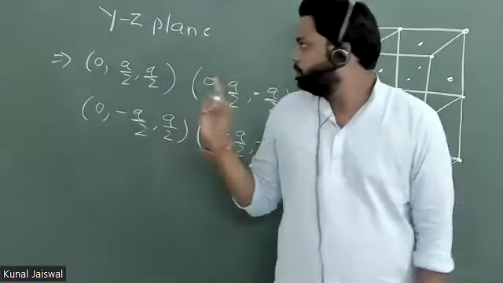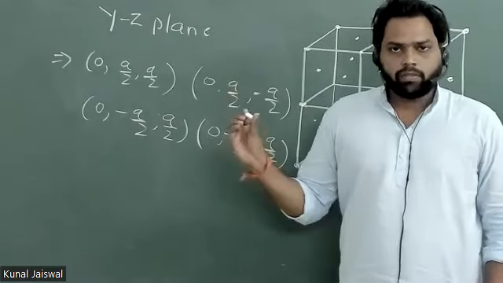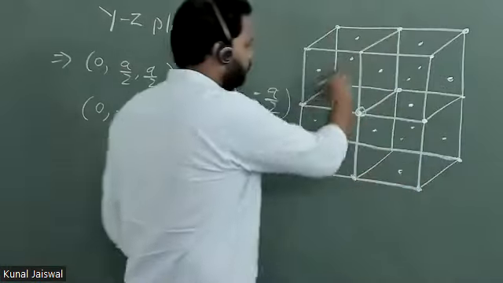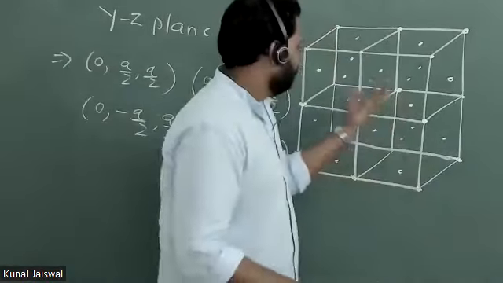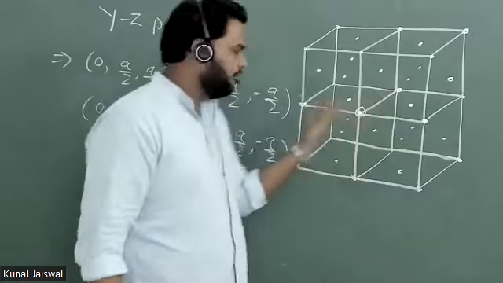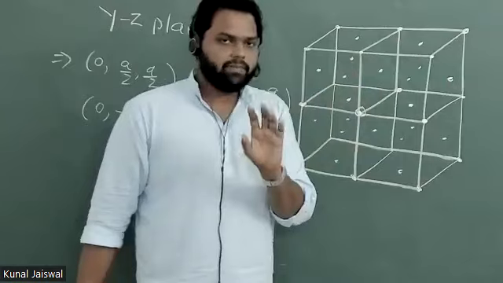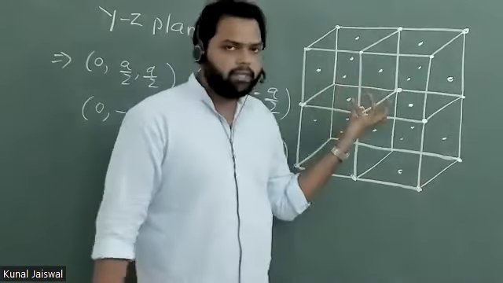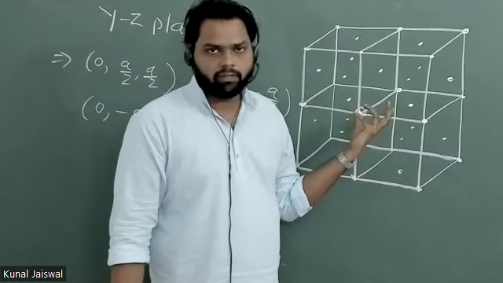Is everyone able to understand? There will be four on the YZ plane in this way, right? If you want, you can make a combination of four cubes. Let's suppose this is your homework. You can draw a combination of four cubes and locate all these coordinates here. But there is a small problem: you can only draw four cubes on a 2D plane.